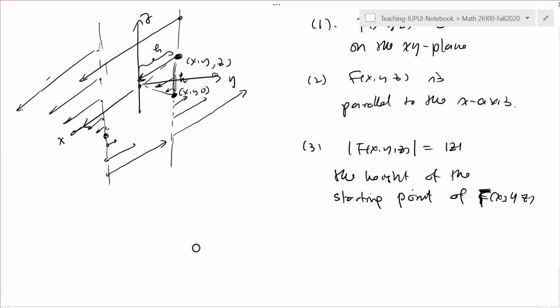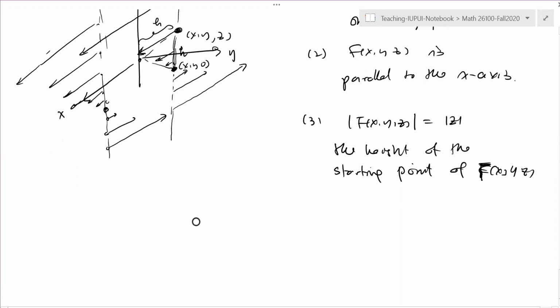Okay, so let's take a look at, I'm not going to do problems like matching the vector field with a picture. You probably have to do some homework like that. I cannot do it here.